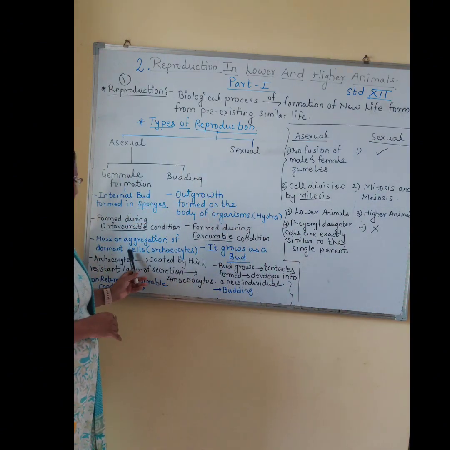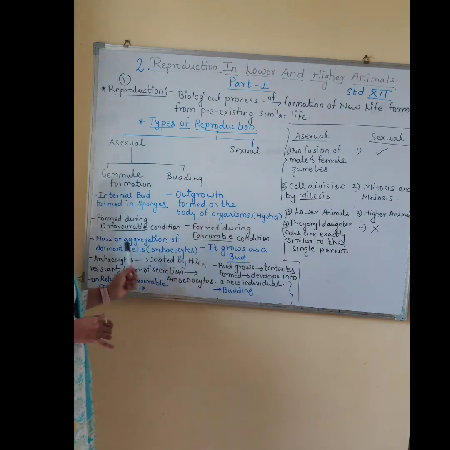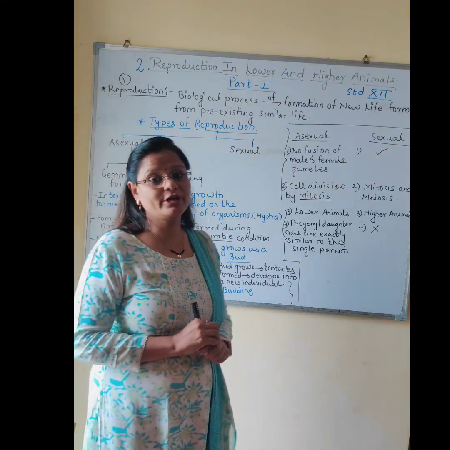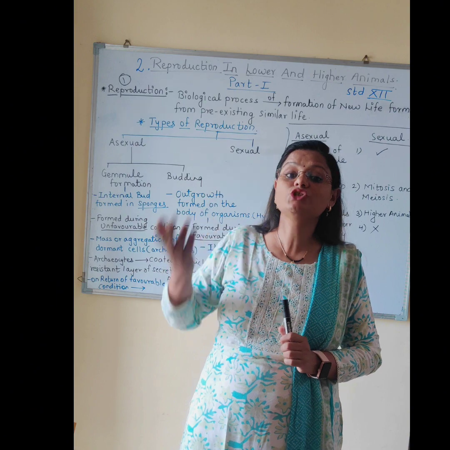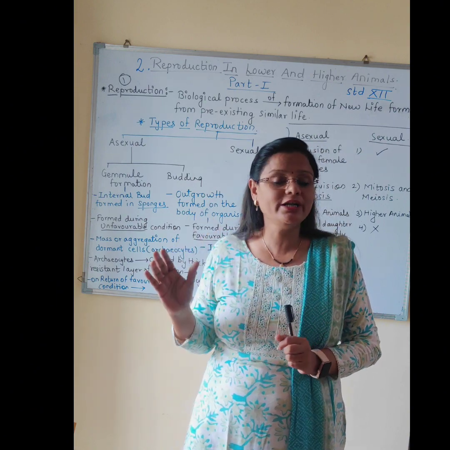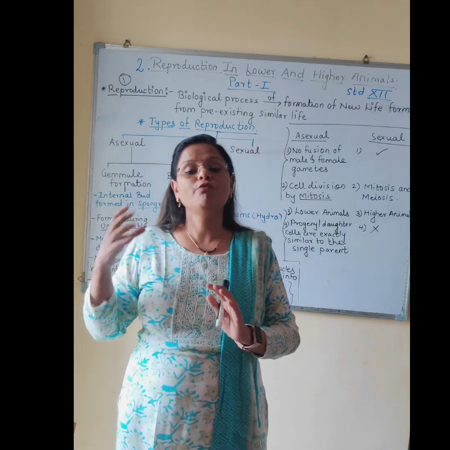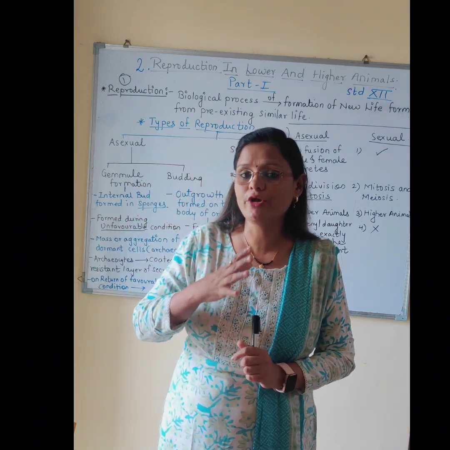Now, next thing is gemmule. What is gemmule? So gemmule is a mass or aggregation of dormant cells. Dormant cells means what? Cells that are not active. So inactive cells are called dormant cells. But they are not permanently inactive. After a particular condition, they become active again. Therefore, those cells are called dormant cells.